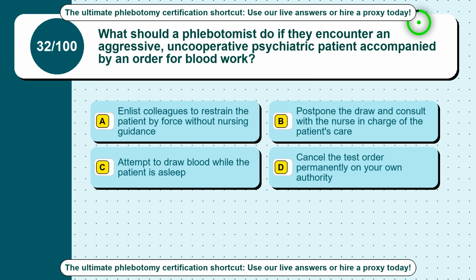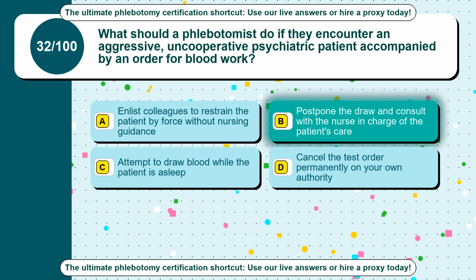Question 32. What should a phlebotomist do if they encounter an aggressive, uncooperative psychiatric patient accompanied by an order for blood work? Option A, enlist colleagues to restrain the patient by force without nursing guidance. Option B, postpone the draw and consult with the nurse in charge of the patient's care. Option C, attempt to draw blood while the patient is asleep. Option D, cancel the test order permanently on your own authority.